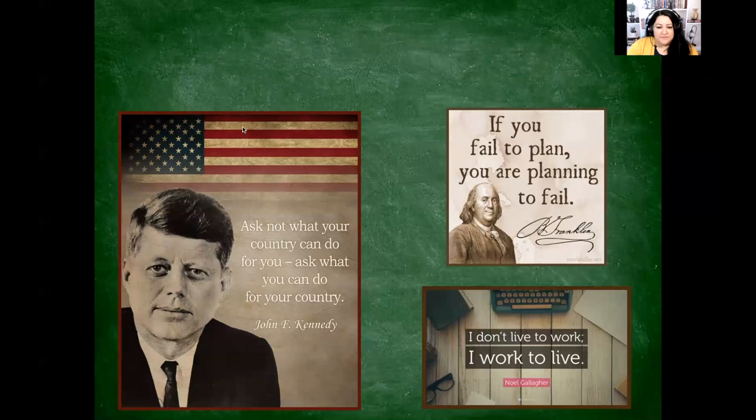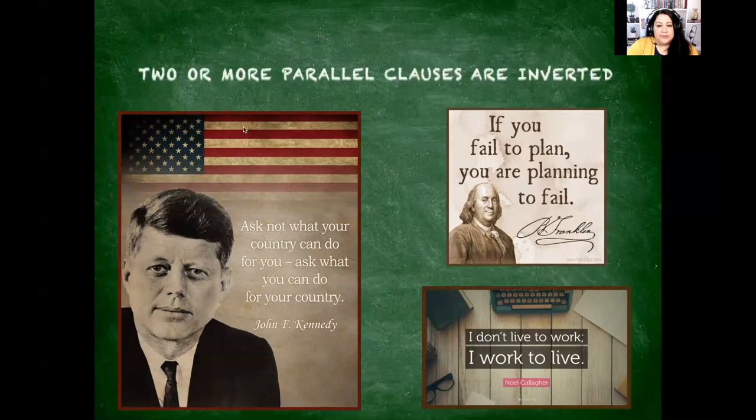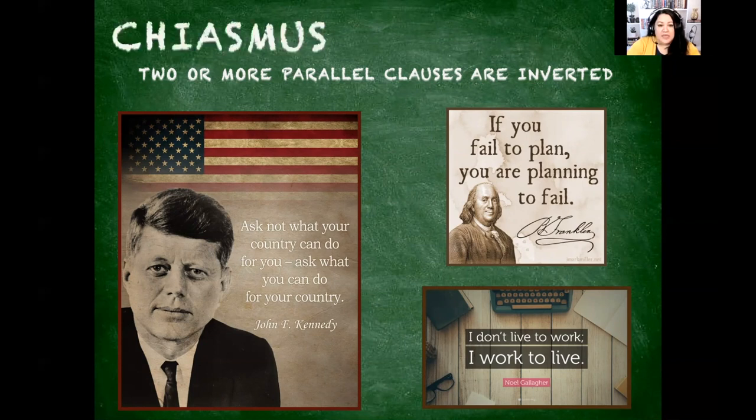Okay, I love this one. Two or more parallel clauses are inverted. Now you may be like, what? Let me show you. Ask not what your country can do for you. Ask what you can do for your country. See how we inverted the clause? JFK loved to use these. He was really a good speaker, and he used these a lot. This is called a chiasmus.